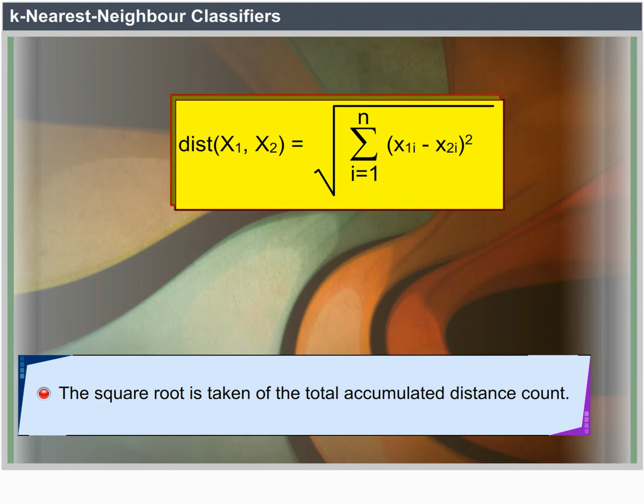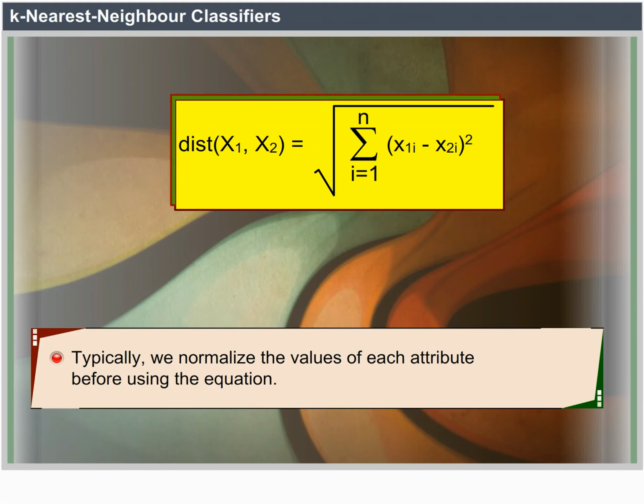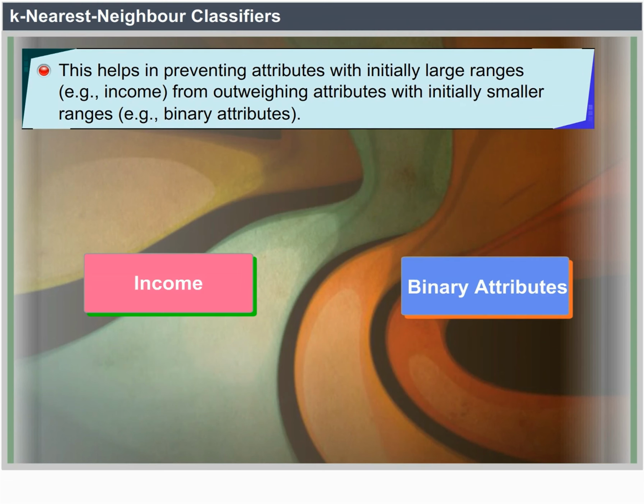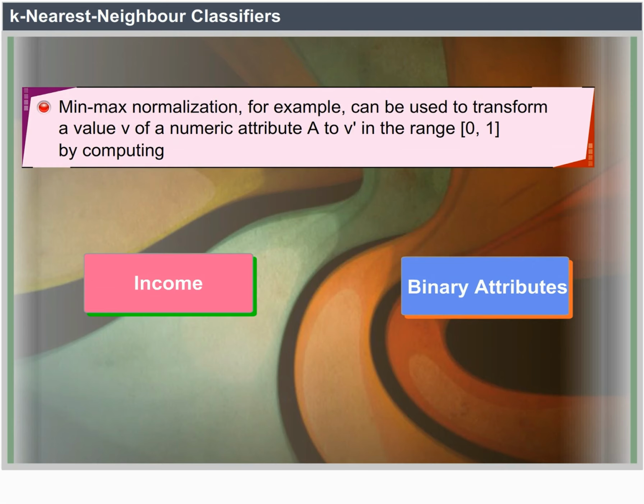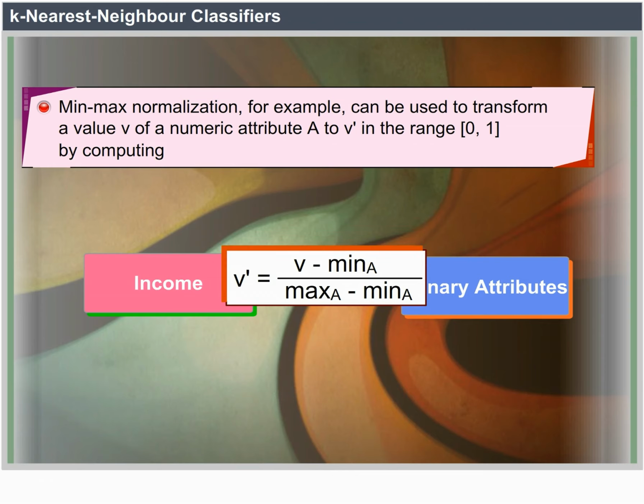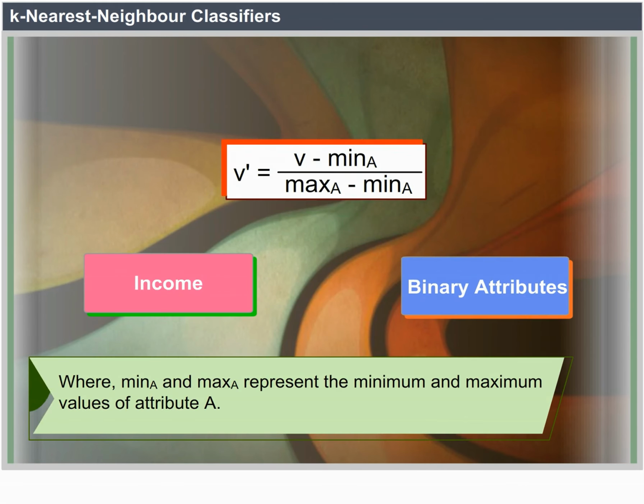Typically, we normalize the values of each attribute before using the equation. This helps prevent attributes with initially large ranges, for example income, from outweighing attributes with initially smaller ranges, for example binary attributes. Min-max normalization, for example, can be used to transform a value v of a numeric attribute a to v' in the range 0 to 1 by computing v' = (v minus min a) divided by (max a minus min a), where min a and max a are the minimum and maximum values of attribute a.